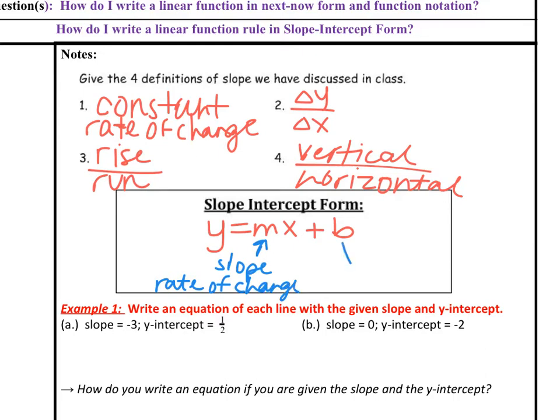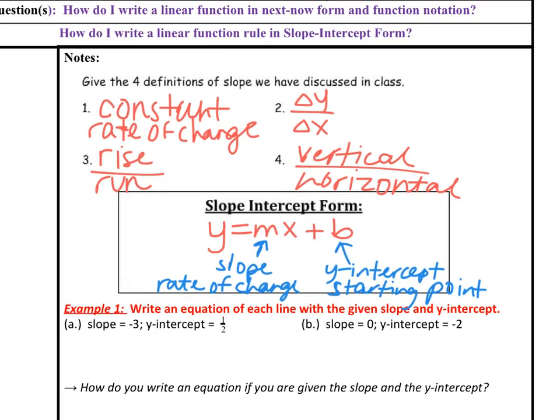And what does b stand for? Y-intercept, which we also know as where it starts, or the starting point. It's actually a point on the graph. It's where it crosses the y-axis. So 2 different names for the same thing. Slope and rate of change, interchangeable. Y-intercept and starting point, interchangeable. So let us move on.